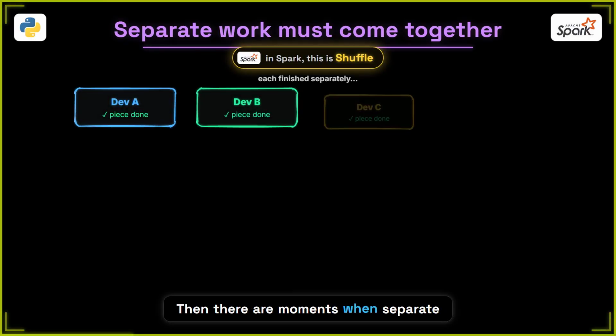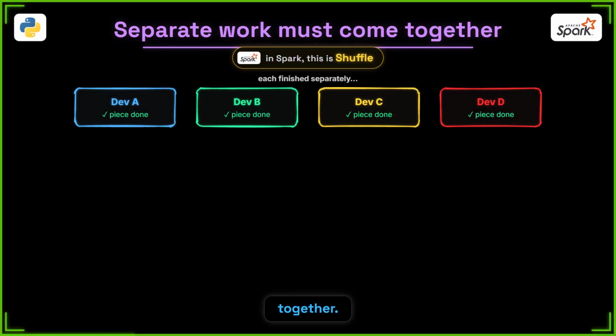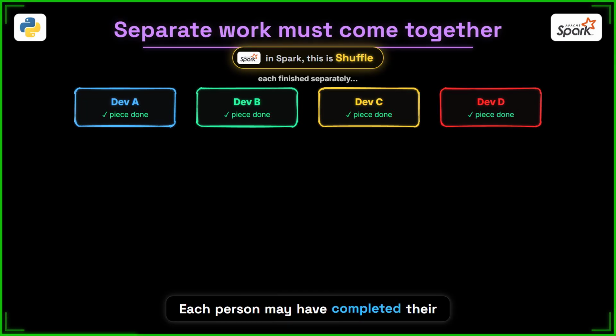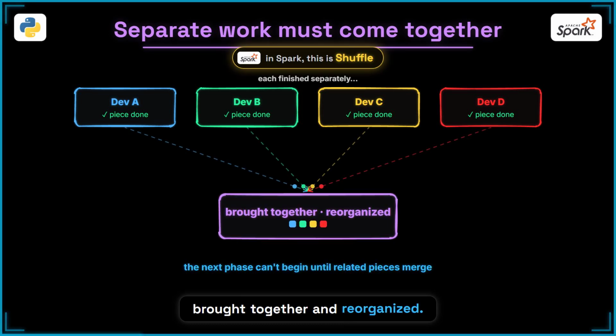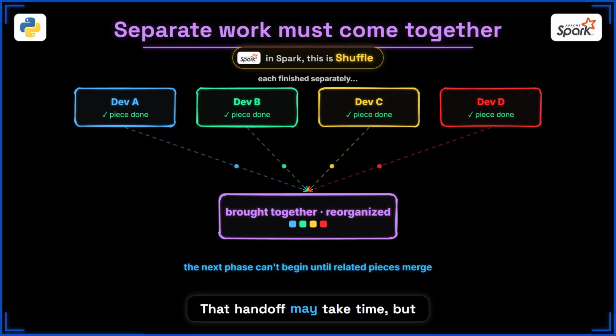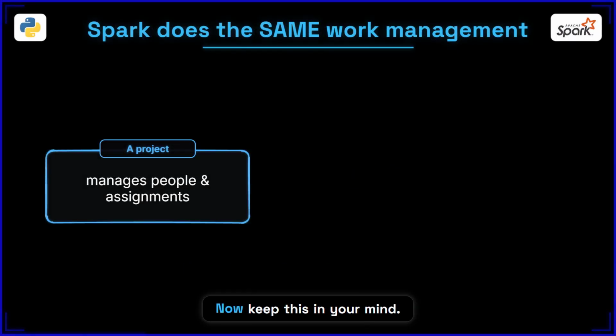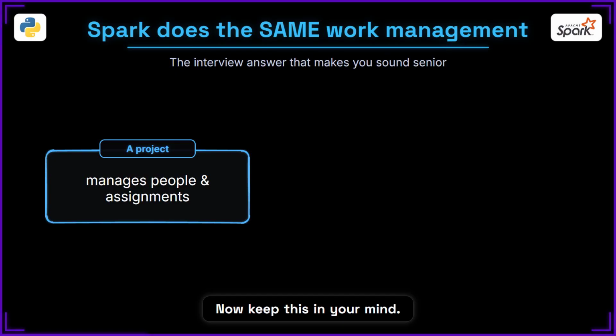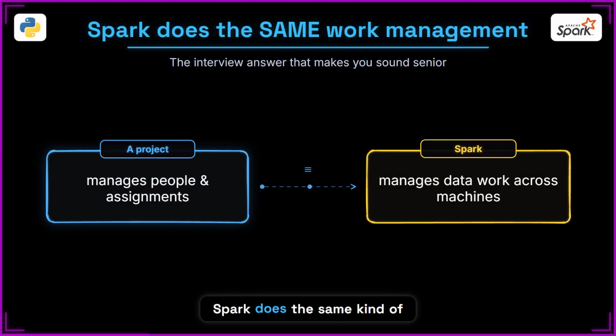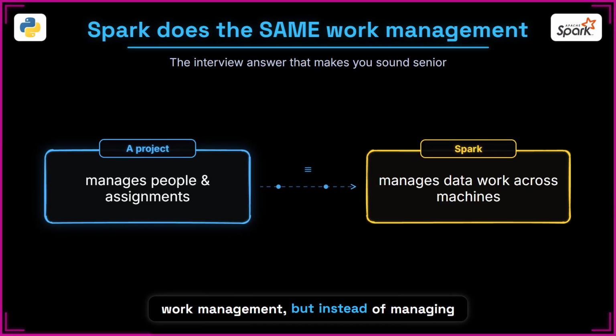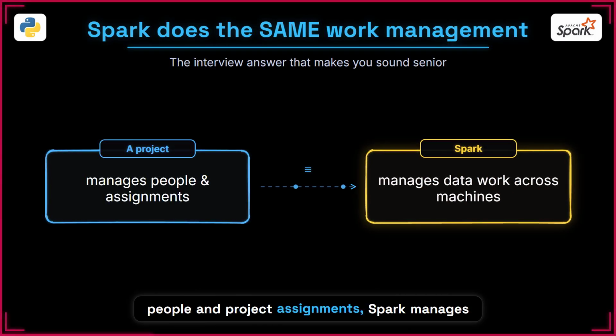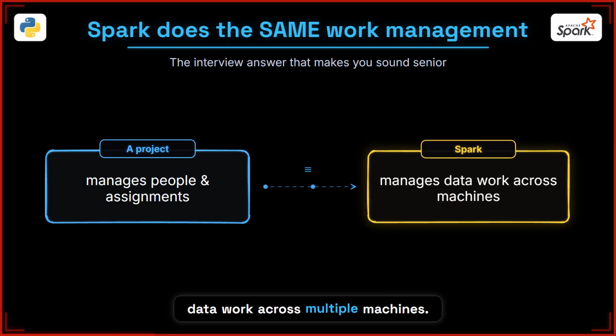Then there are moments when separate pieces of work have to come together. Each person may have completed their own assignment, but the next phase cannot begin until all related pieces are brought together and reorganized, right? And that handoff may take time, but it is very necessary. Now keep this in your mind, because this is very, very important: Spark does the same kind of work management, but instead of managing people and project assignments, Spark manages data work across multiple machines.